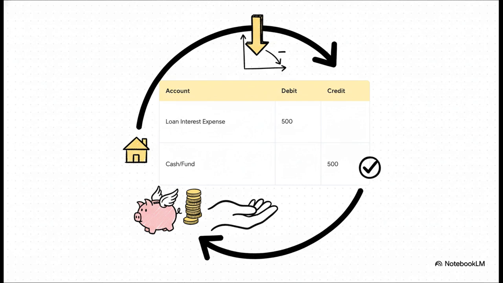You debit an expense account called loan interest expense for 500. This is important because it hits your income statement, which reduces your taxable profit. And of course, the cash goes out to pay for it, so you credit cash. And just like that, the entire loan story is perfectly told in your books.